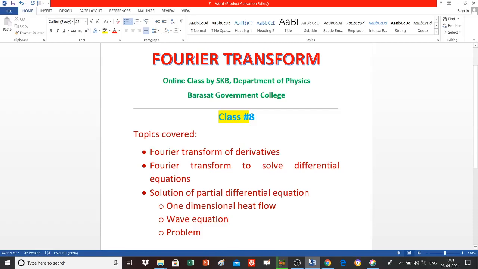Dear students, this is our 8th class and this is the last class on the chapter Fourier Transform. In this class, we will focus on the following topics. First, Fourier Transform of derivatives. Then, Fourier Transform to solve differential equations. For example, solution of partial differential equations, within which the one-dimensional heat flow and wave equation will be solved using Fourier Transform. And we will solve a problem relating to these kinds of partial differential equations. So these are the topics that we will be discussing in this class.